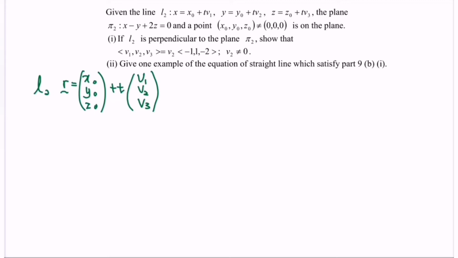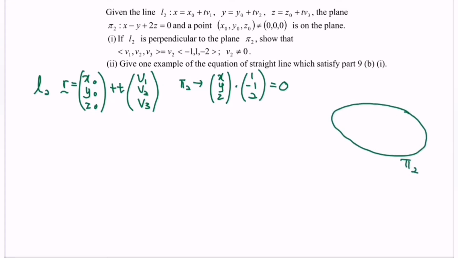Continue, we have the plane named pi2, where we can have r, which is (x, y, z), dotted with the normal (1, -1, 2), equals 0. And the question said the point (x naught, y naught, z naught) cannot be equal to the origin. It's on the plane. So if L2 is perpendicular to the plane pi2, kindly imagine the situation here. Let's say we have the plane pi2. And then as we all know, for the plane pi2, actually they have the normal named (1, -1, 2).